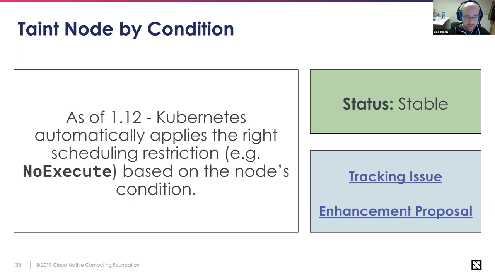This has been in place since 1.12, but now it's graduating to stable and some other cleanup things have been done. The main reason for doing this via taints and tolerations is that way a cluster admin can actually force a pod to run on a node even under one of those conditions.